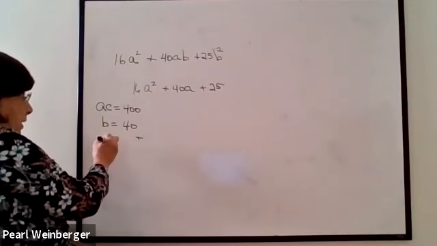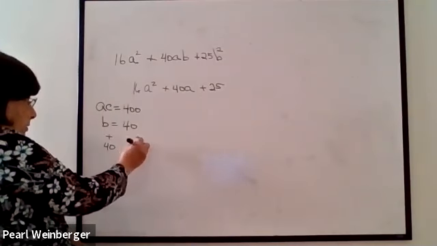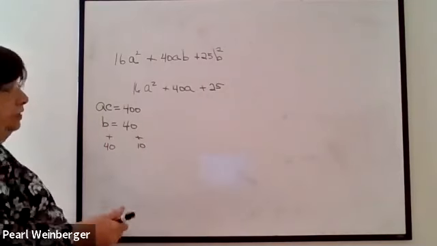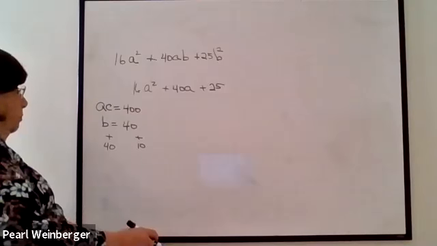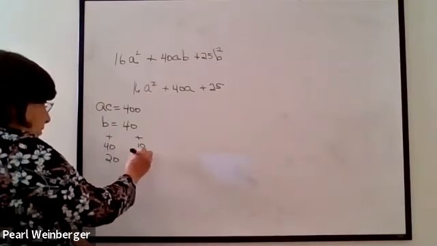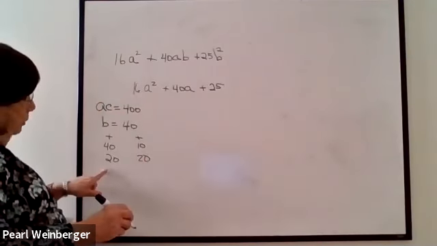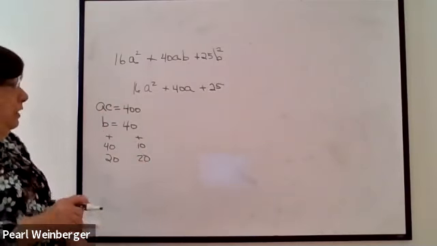Certainly we might have 40 times 10. That certainly multiplies to 400, but it adds to 50. It doesn't add to 40. What about 20 and 20? That sounds like a good choice. 20 and 20, when you multiply them, give you 400, and 20 plus 20 gives you 40.